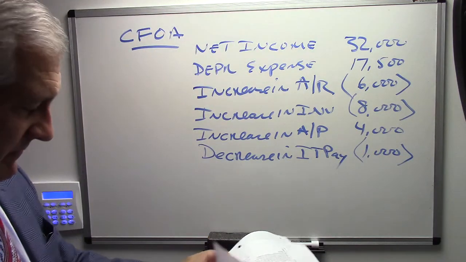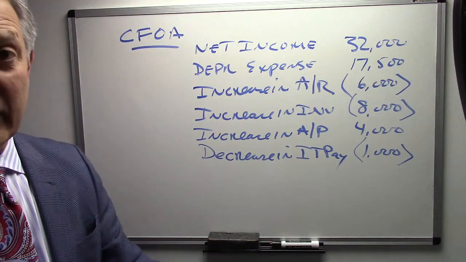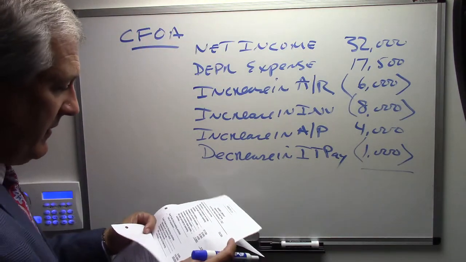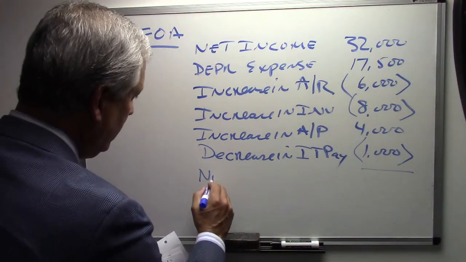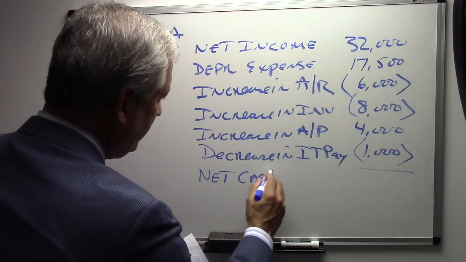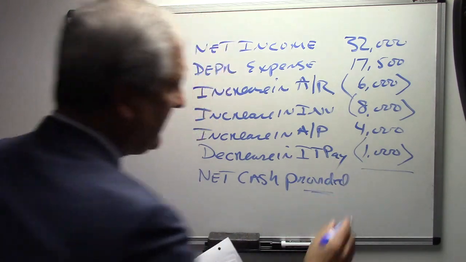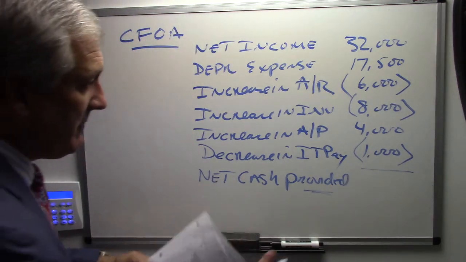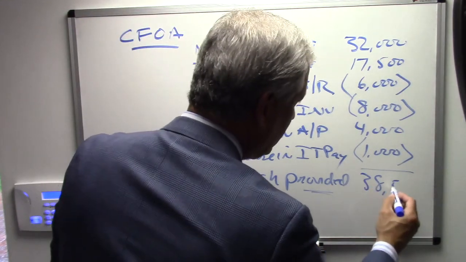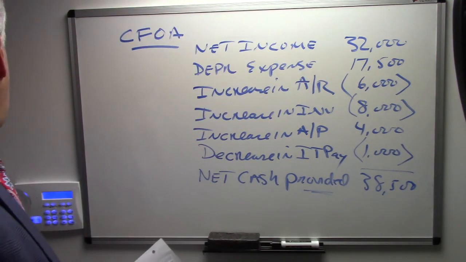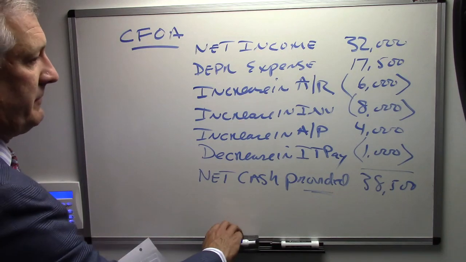It's a decrease. There are no other current liabilities, so we are looking at a number here. We have net cash provided. It's provided because it's a positive number when you do your math, of $38,500. Cash flow from operating activities.